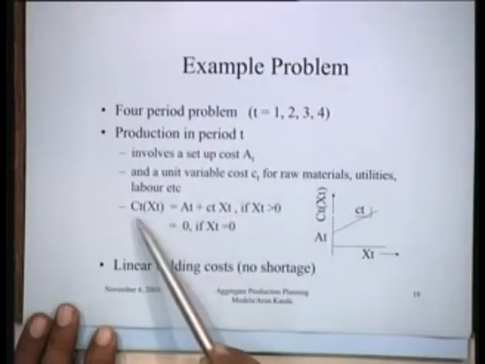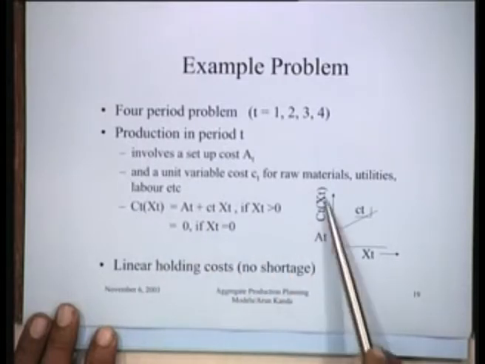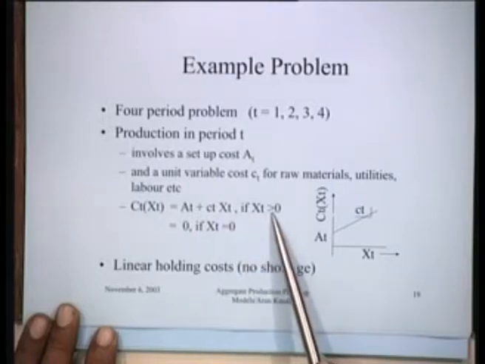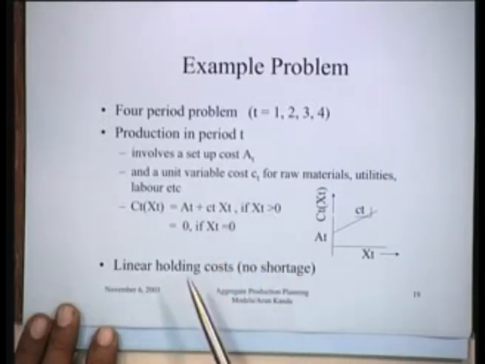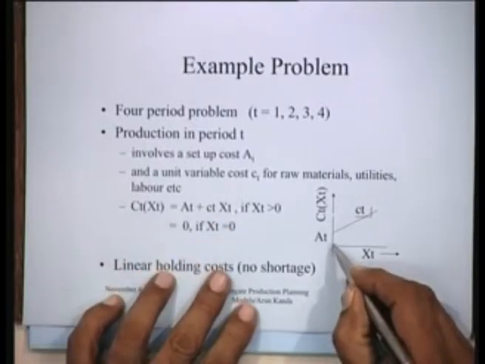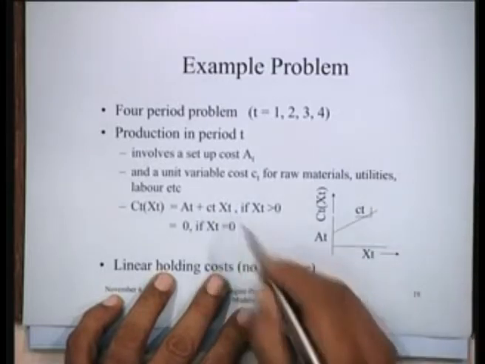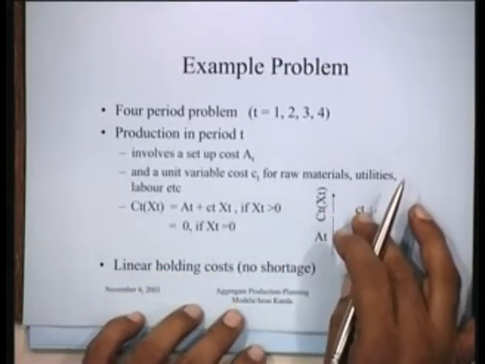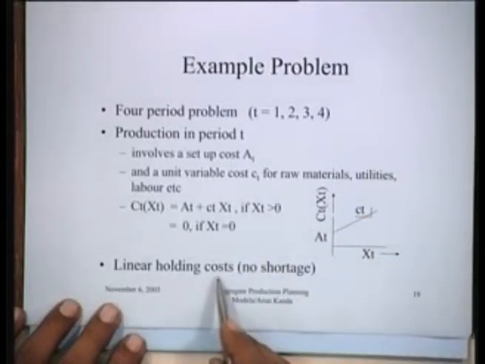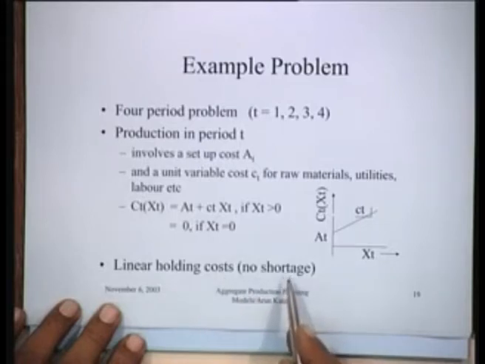So in this case, if you have a setup cost, we'll have CTXT, which is, let us say, the cost of production, which is equal to AT plus CTXT if XT is greater than 0 and is equal to 0 if XT is equal to 0. This makes the cost function discontinuous. So what we have is 0 here if you are not producing anything, but if you are producing certain quantity, then it suddenly jumps here and you have AT plus CTXT. So this is a setup situation, right? And we assume that, let's say, the linear holding costs are there, and we are assuming to begin with that there are no shortages.